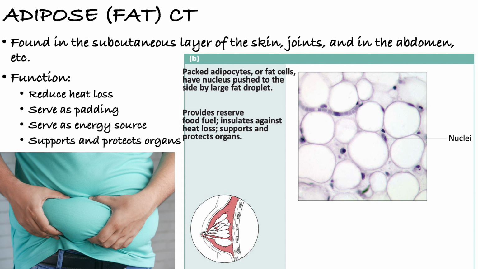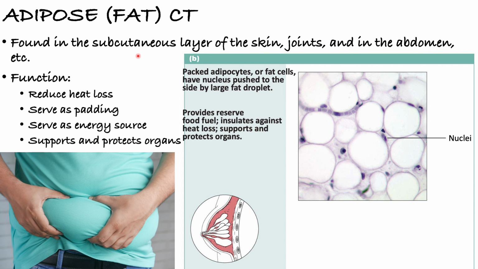We find this in the subcutaneous layer of the skin. When we get to the skin, we'll talk about that. We see this in joints, helping to absorb shock, which is what cartilage does, but fat also helps. We see it in the abdomen. We're going to see the connection later on.